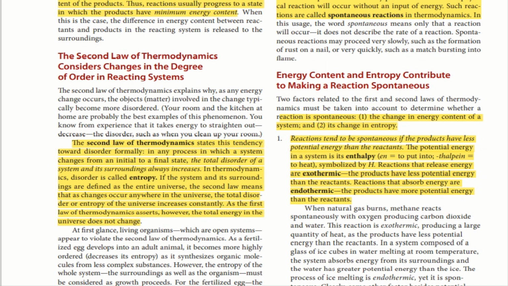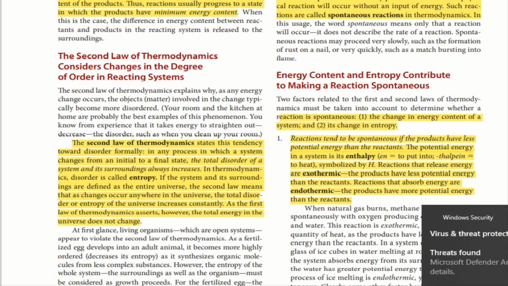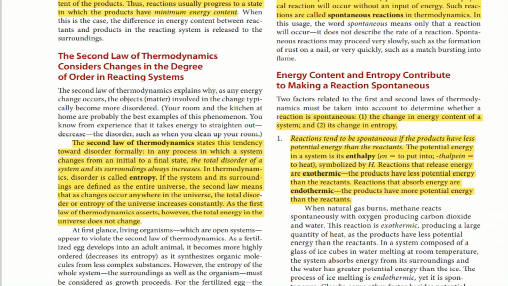Then we have the second law of thermodynamics, which considers changes in the degree of order in reacting system. Second law of thermodynamics states that this tendency towards disorder formally in any process in which a system changes from an initial to a final state, the total disorder of a system and its surrounding always increases. In thermodynamics, disorder is called entropy.